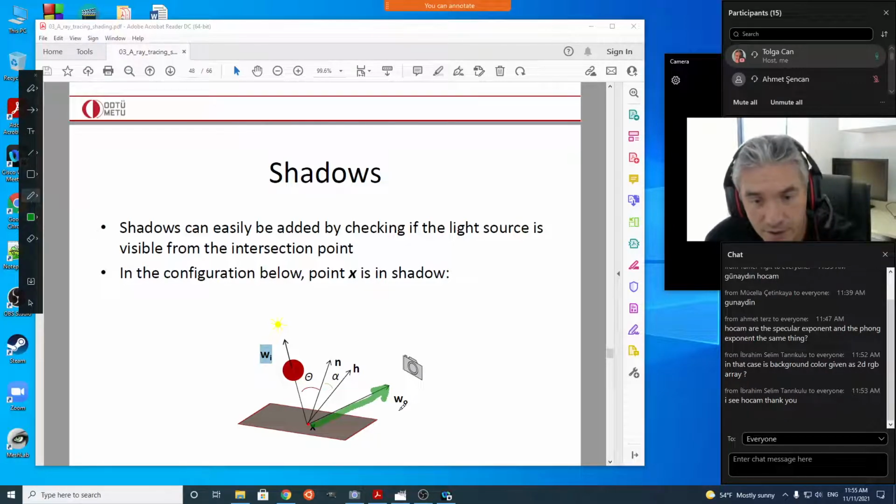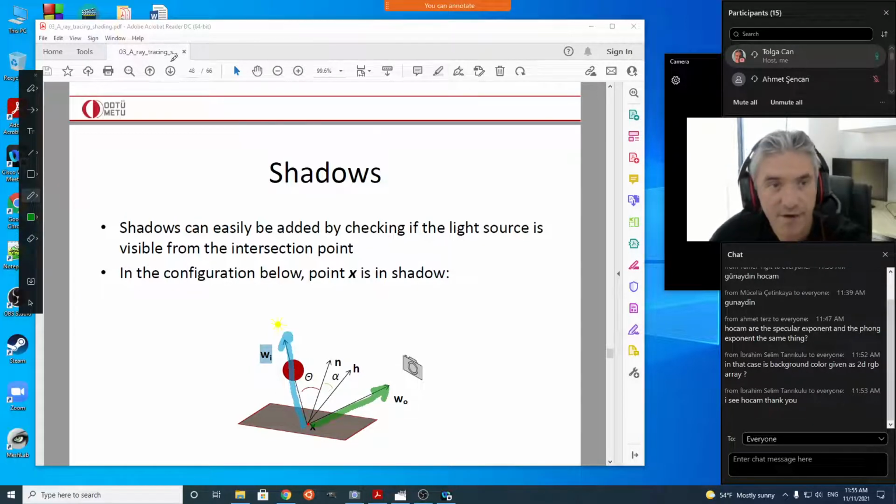So this W is a unit vector. We compute the half vector. We have the normal of a point of that surface. All these vectors are what we have up to now. And this W_i is the to-light vector. So we also have this to-light vector.